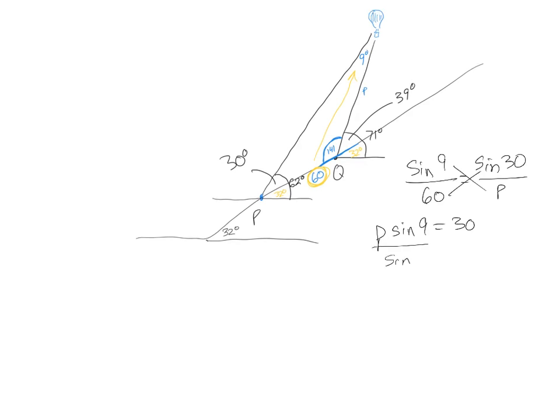Divide off the sine of 9. I got it. I'll put 30 divided by the sine of 9. So there's 1.77 meters. Good. Any other questions on that one?